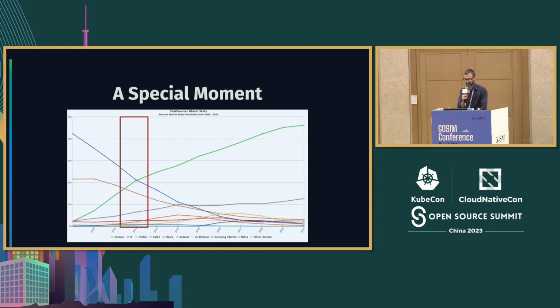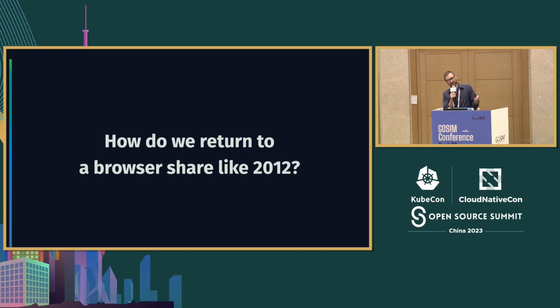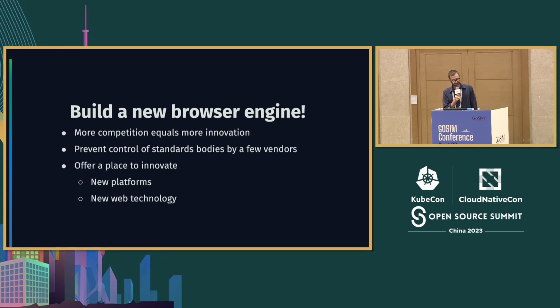I just wonder, is there any way we can get back to this moment where the web isn't dominated by 1 or 2 companies? And that's why I hope to convince you that the way to do that is to build a new browser engine. Now, if we look back at the 2 browser wars and at that preliminary period of creativity at the beginning of the web, we see that more competition equals more innovation.